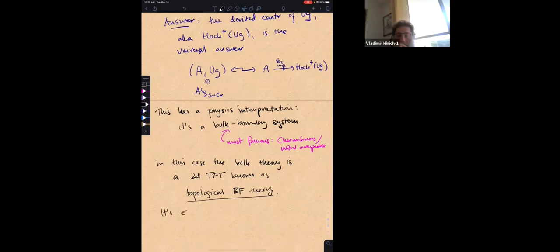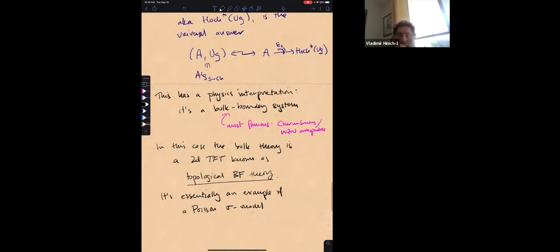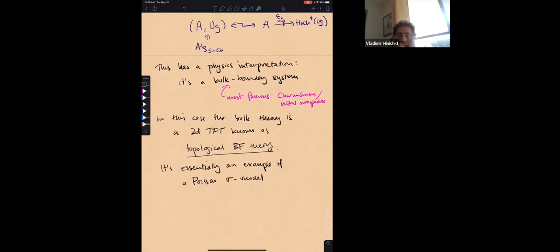It's essentially an example of a Poisson sigma model, which if you've studied Kontsevich deformation quantization, you'll have run into. So this is all just terminology, this BF stuff, Poisson sigma model. It's actually a very natural thing for a mathematician to think about.